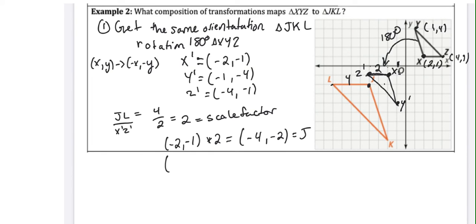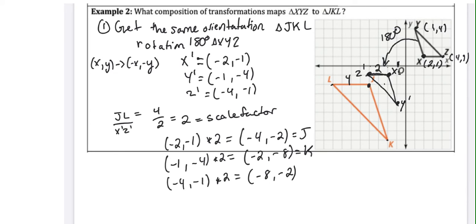All right. Then the next one is k, or y prime to k. So (-1, -4) times 2 should give us (-2, -8), right? And that's exactly where k is. And then the last one to check is z prime to L. So z prime is (-4, -1). Multiplying both by 2, (-8, -2), which is where L is.